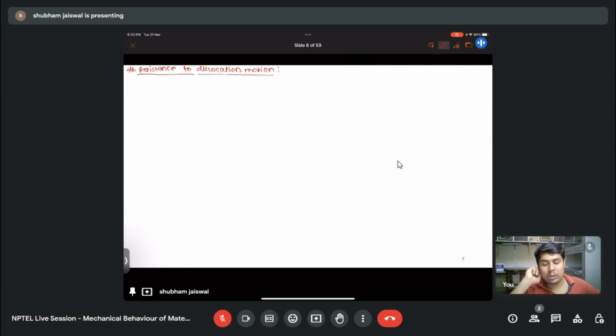Resistance to dislocation motion. As dislocations are generated inside a material, some resistance will be offered by the core and the lattice, and this will restrict the movement of the dislocation. So we'll see how it restricts the motion of dislocation. It will get a resistance from the core of the dislocation as well as the lattice.